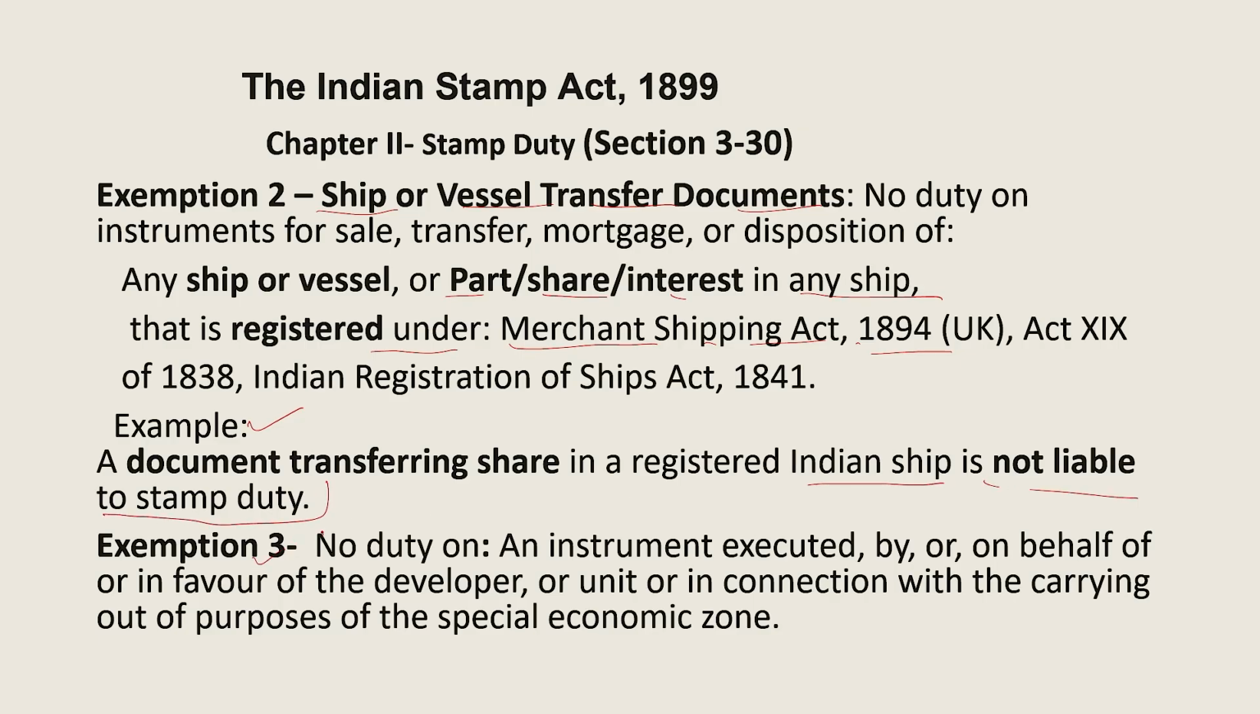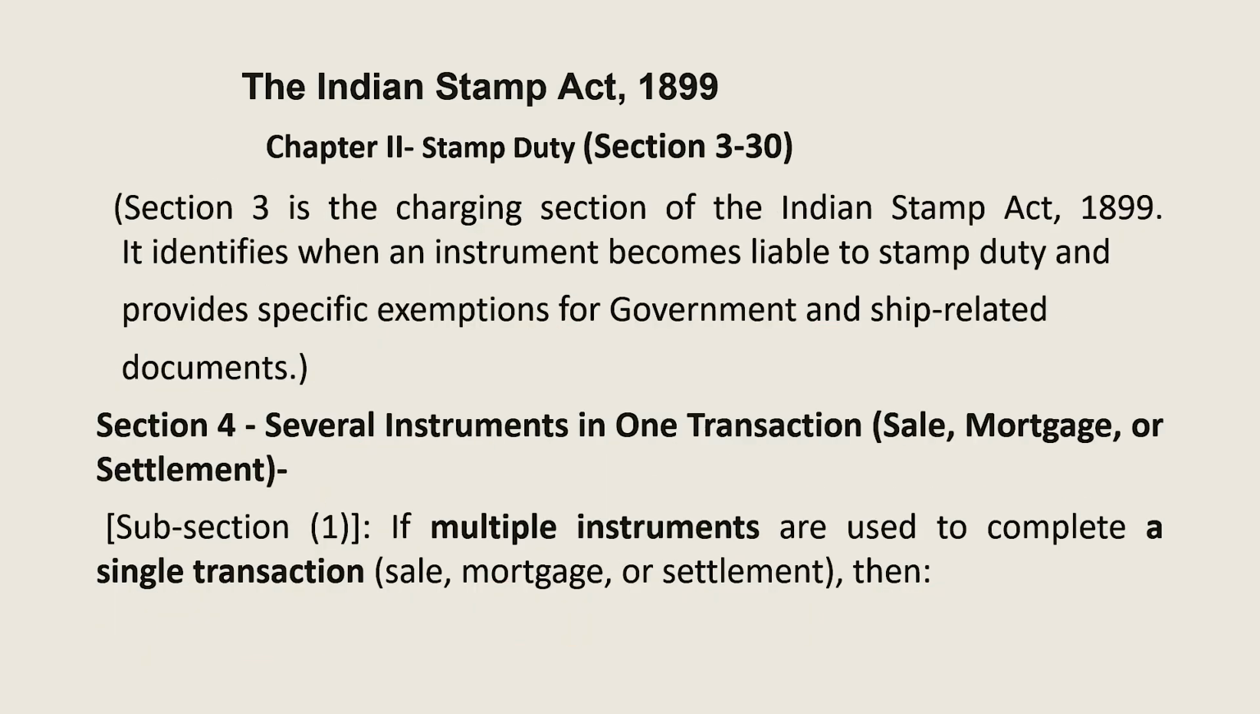Exemption 3 is about no duty on an instrument executed by or on behalf of or in favor of the developer or unit, or in connection with carrying out the purposes of a special economic zone. So the instruments executed in reference to the special economic zone are also exempted from the stamp duty. So section 3 is the charging section of the Indian Stamp Act of 1899. This section basically identifies the instruments liable to the stamp duty, and it also provides a specific exemption for the government and ship related documents.